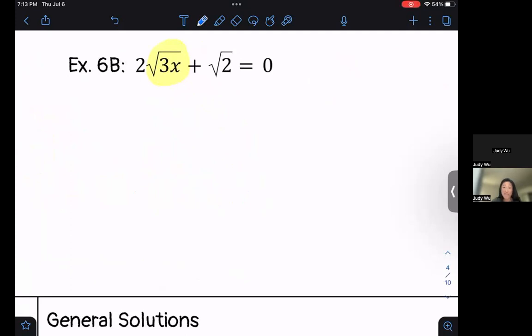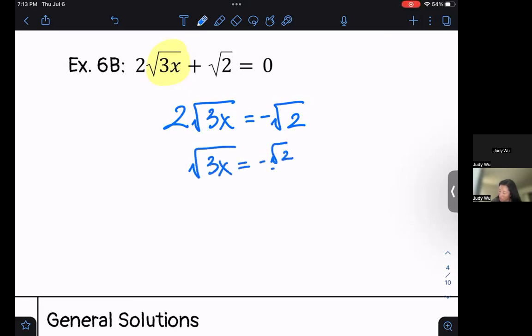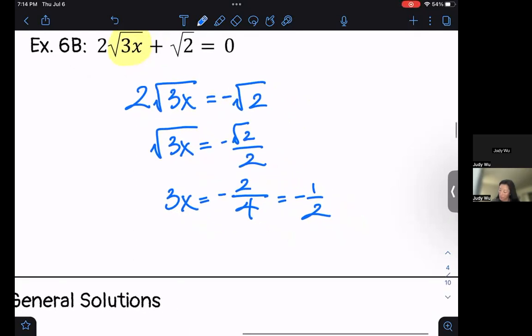First step is the same. Subtract that root 2. But now I have 2 root 3x equals negative root 2. Next step, I'm going to divide by 2. Root 3x equals negative root 2 over 2. Now, I need to think about how I can get the x out of the square root. So what I'm going to do is square both sides. When I square both sides, I end up with 3x equals negative 2 over 4, which is really negative 1/2. Last step, I'm going to divide both sides by 3. I get x equals negative 1 over 6.